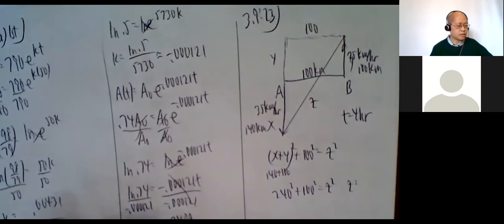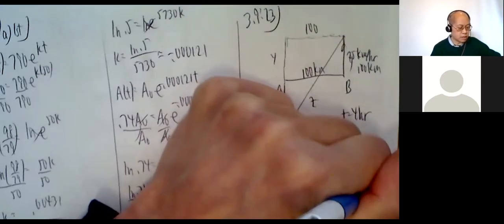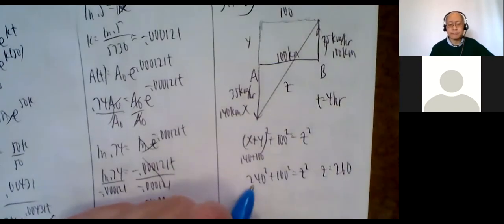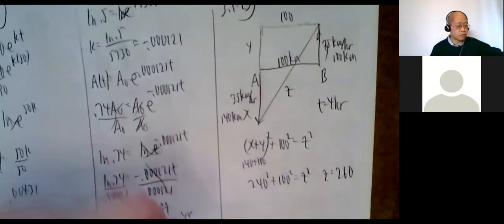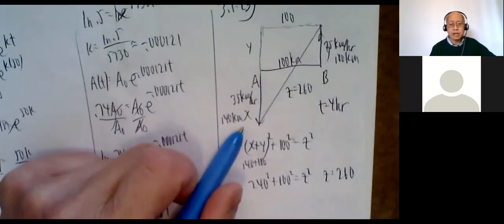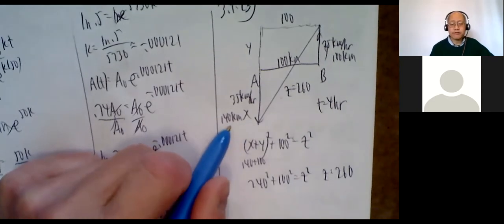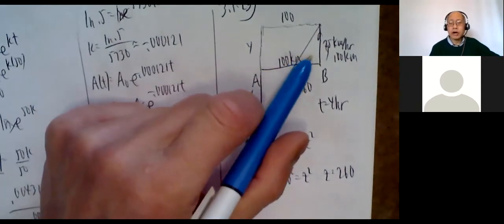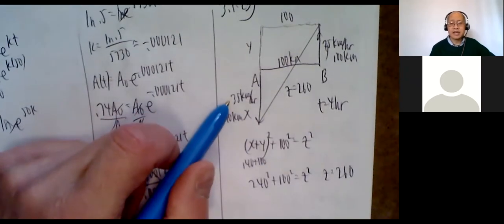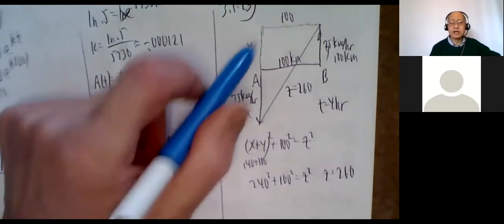Okay, I will save time and just tell you that it comes out to be 260. This is a variation of a 5, 12, 13 triangle, if any of you have heard of that. But otherwise, just take my word for it for now. This is 260. So x is 140, y is 100, z is 260, dx/dt is 35, dy/dt is 25.